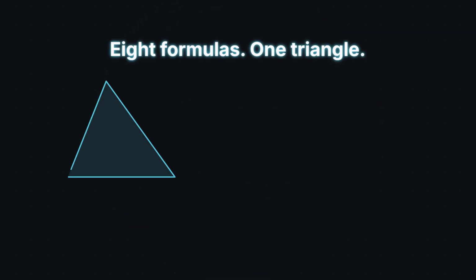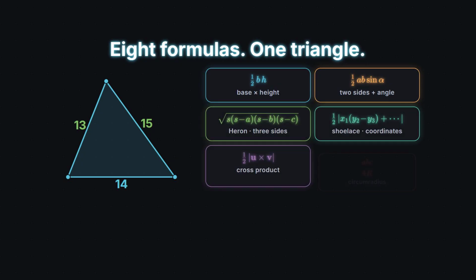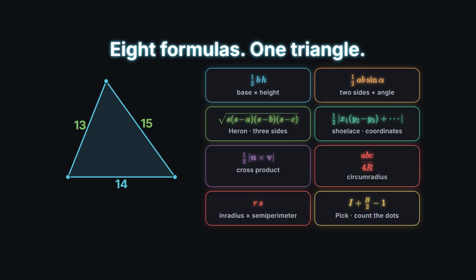Here is one triangle. Its sides are 13, 14, and 15. And here are 8 different formulas for its area. Some use a height. Some use an angle. One of them uses a circle. One just counts dots on a grid.